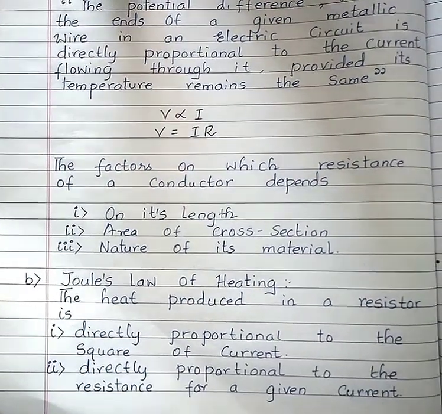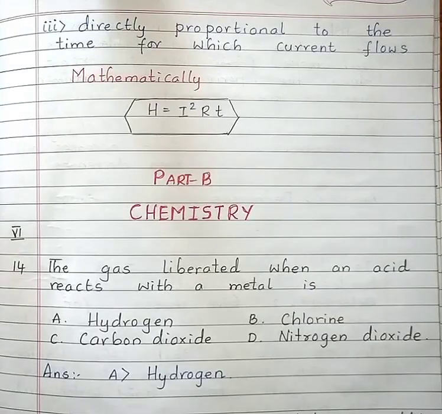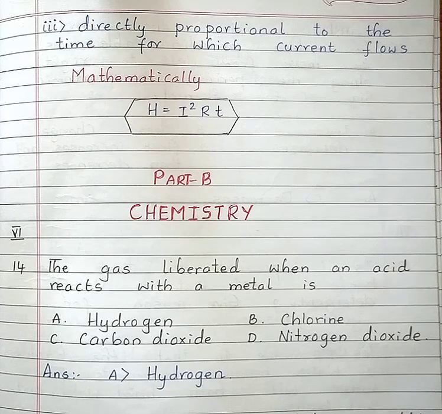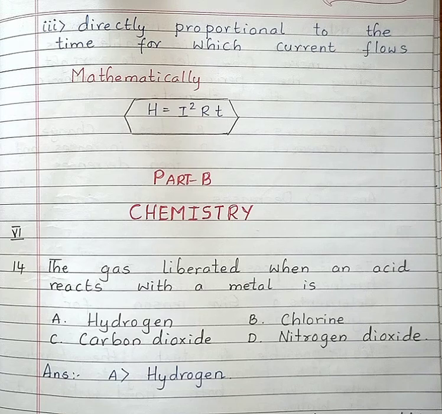Mathematically, H equals I squared RT. The heat produced in a resistor is 1. Directly proportional to the square of current. 2. Directly proportional to the resistance for a given current. 3. Directly proportional to the time for which current flows. H equals I squared RT.